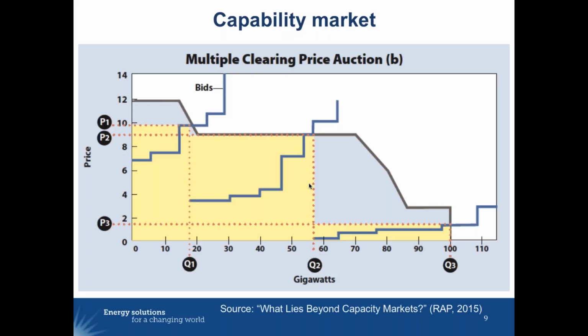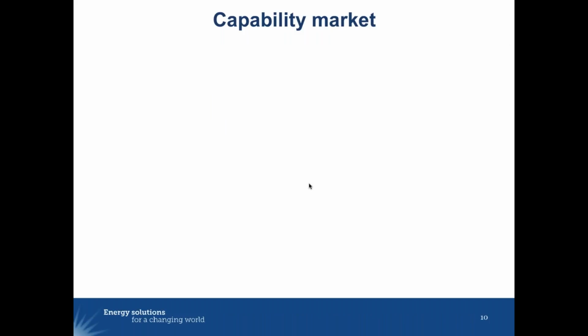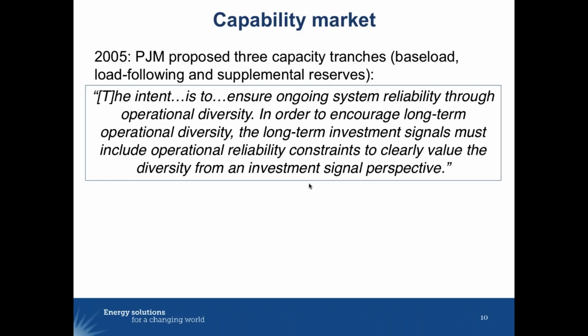And presumably that third tranche would be inflexible baseload generation. And that might look terribly complicated, and gosh, why would you ever do that? Well, that's exactly the market structure that PJM originally proposed in 2005, where in their proposal to stakeholders and to FERC, this is what they said.